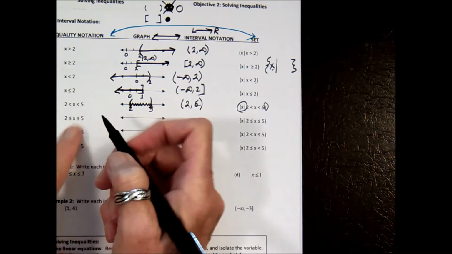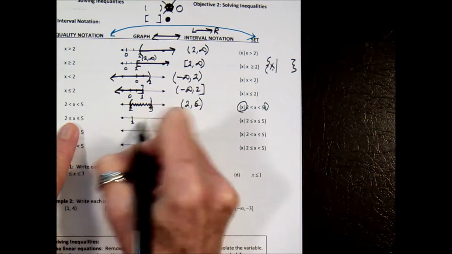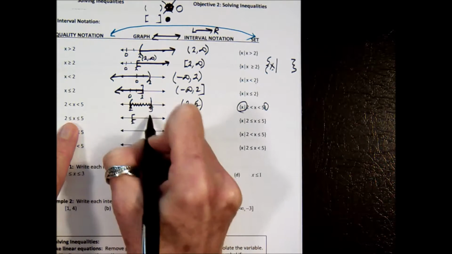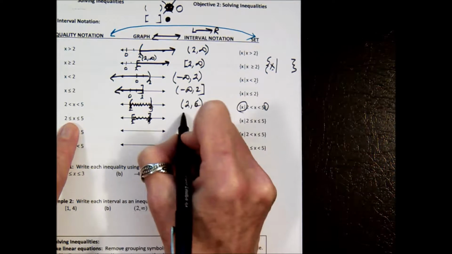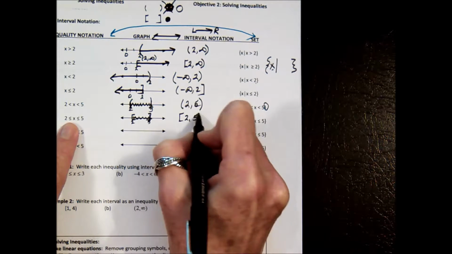If it was "or equal to," we would still have 2, we would still have 5, but this time we have brackets to show that it is included, and in here we would have brackets to show it is included.